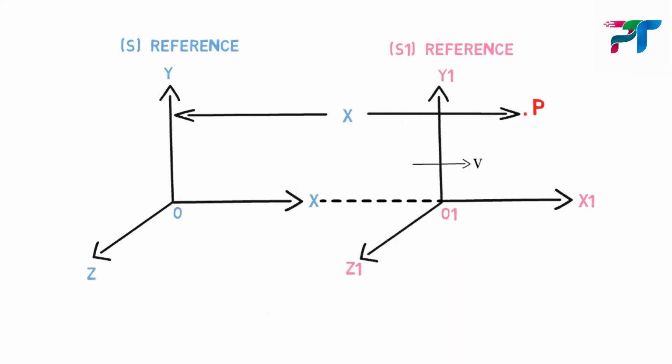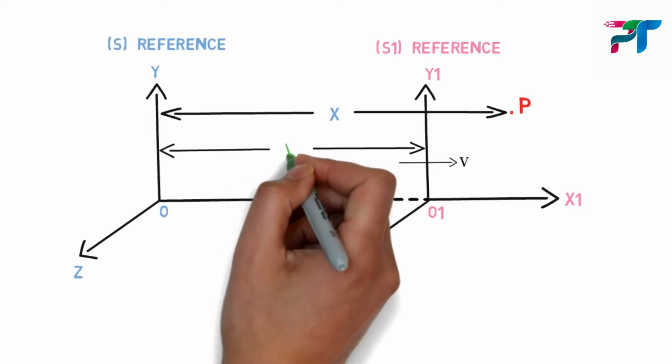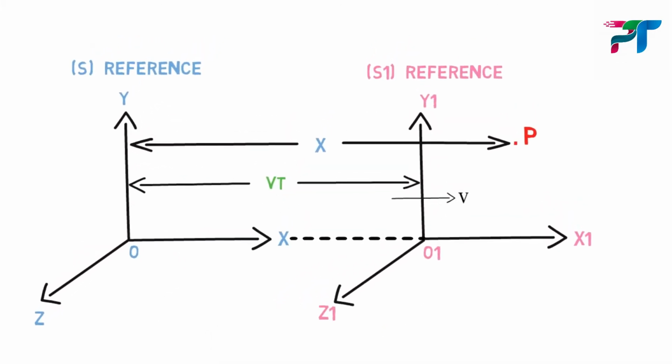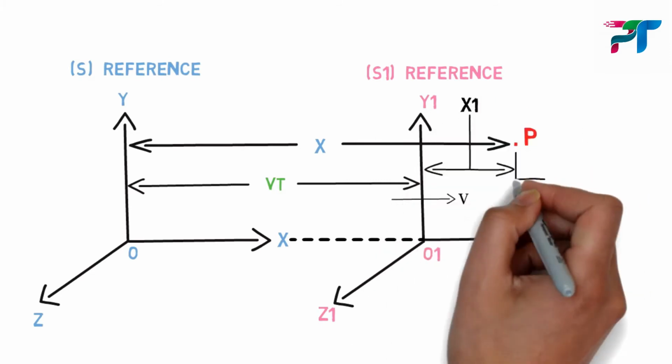As the S1 frame of reference moves with a constant velocity v, it covers a distance of vt in the time interval t. So, the distance between two frames of reference is vt. Let the distance of the event from the S1 reference be x1.